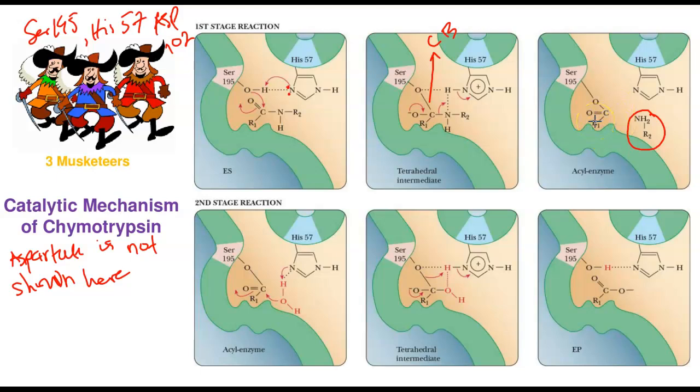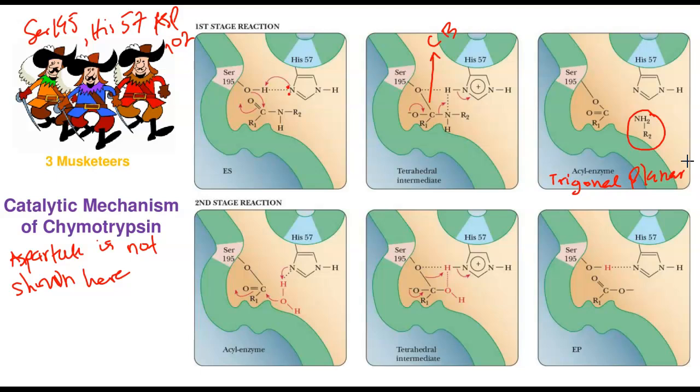So you find out that the intermediate has changed. The first intermediate was tetrahedral in structure, and this now is trigonal planar in structure. Now that is the first stage of this reaction. So the first stage leads to the release of the amino terminal portion of the peptide or the polypeptide being broken or hydrolyzed.